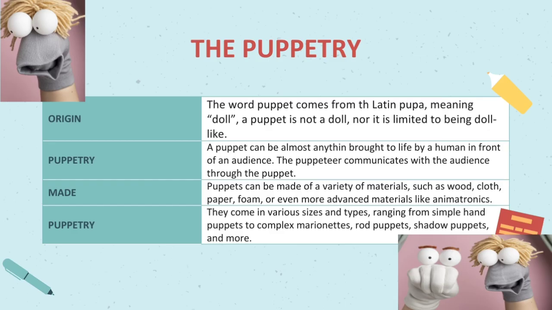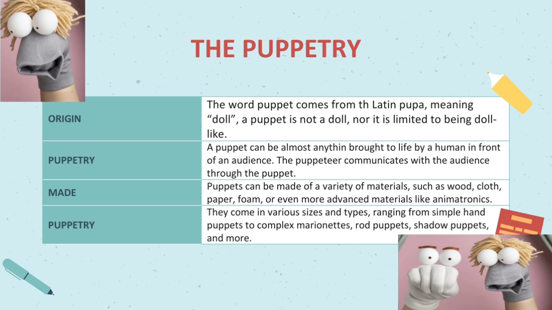And now let's proceed to puppetry. The word puppet comes from the Latin word pupa, meaning doll. But while a puppet may look like a doll, it's more than that. A puppet is an object that a human can bring to life in front of an audience. A puppeteer controls the puppet and speaks or acts through it to communicate with the audience.